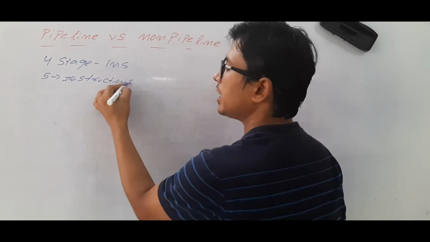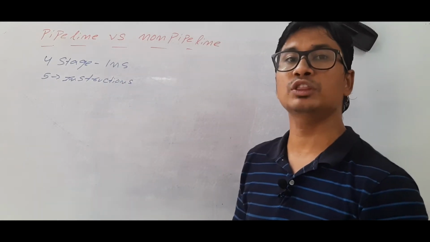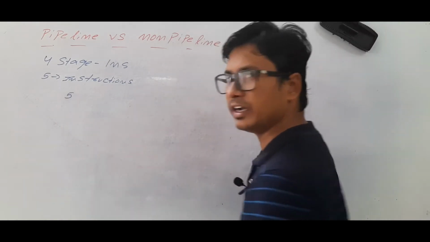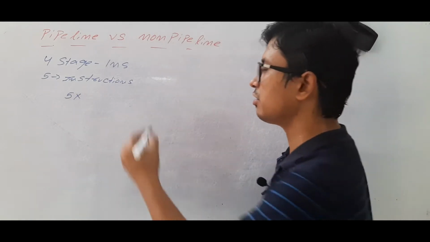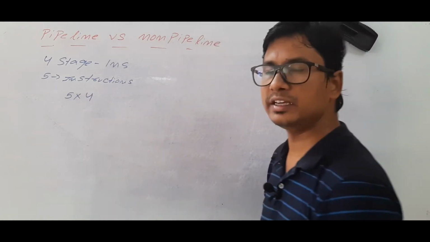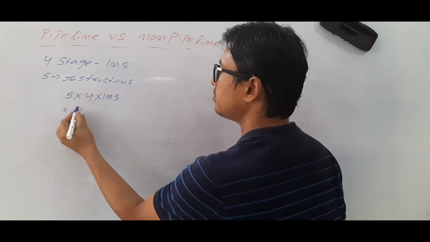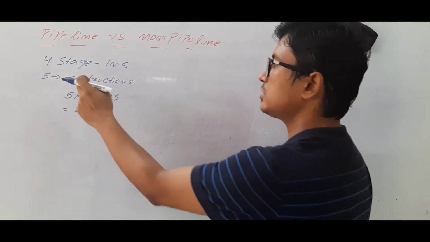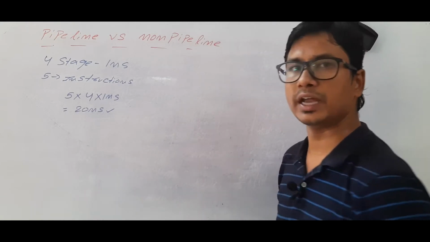how much time will be taken to execute these 5 instructions without pipeline? As I want to execute 5 instructions and each instruction will go through 4 stages and each stage will take 1 nanosecond, totally I will take 20 nanoseconds. So to execute 5 instructions without pipeline, I got 20 nanoseconds.